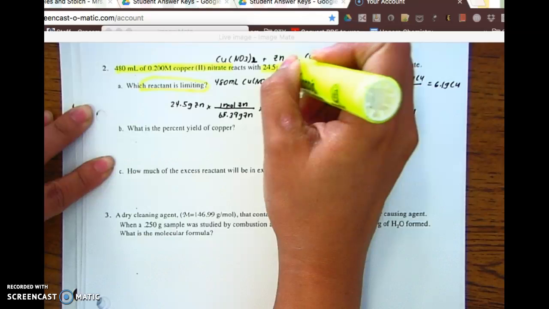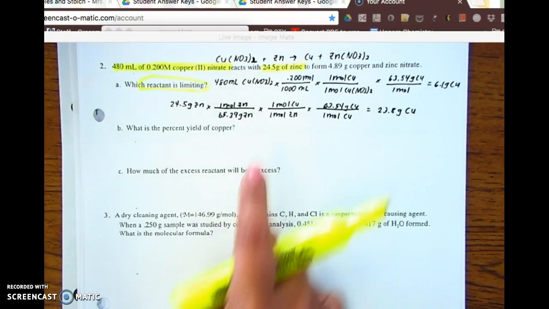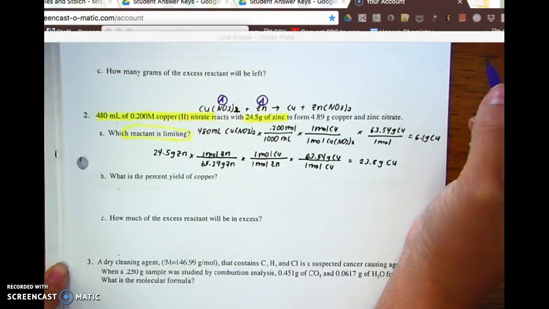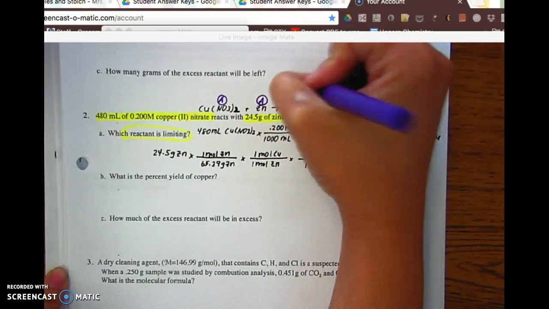Okay, so these two things are my reactants, and I know that I have that much of my copper nitrate, and I know I have 24.5 grams of my zinc, and you're given that you have 4.89 grams of copper that was formed. So from here, you could also look at this. I have two A's in my problem, and you're trying to figure out what your B is going to be, and my B, I'm going to say, is my copper.